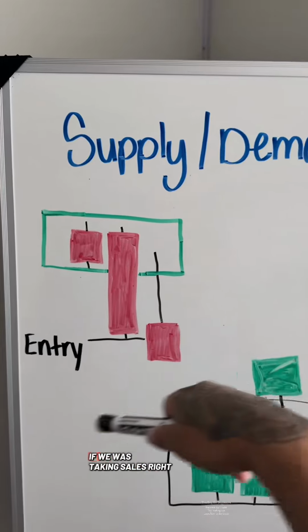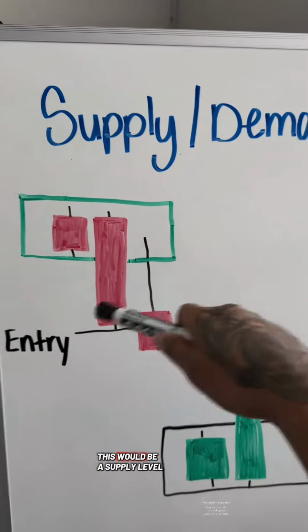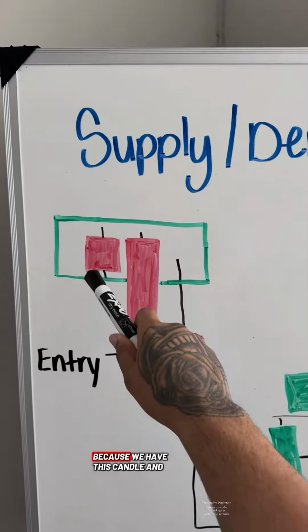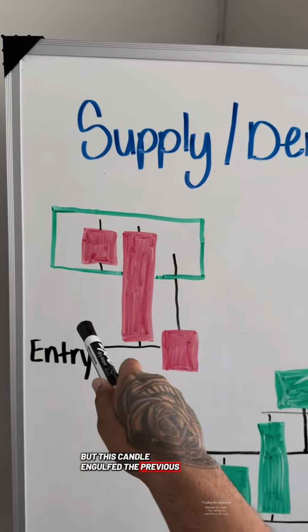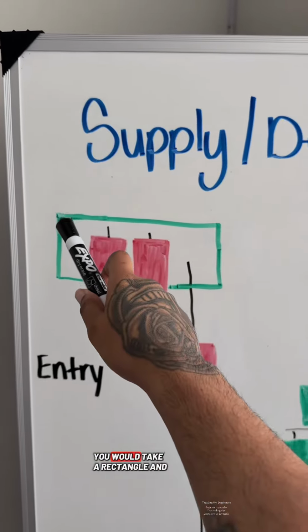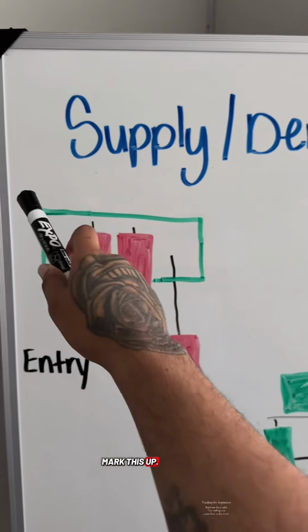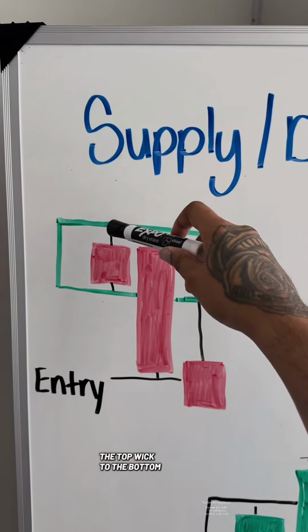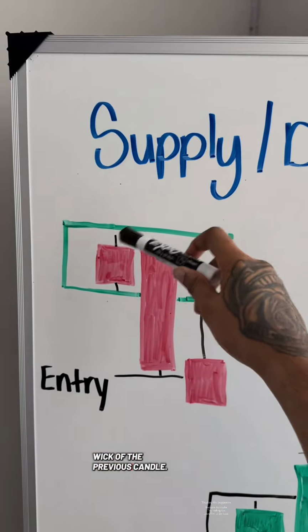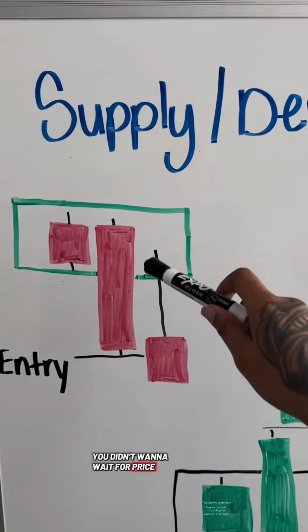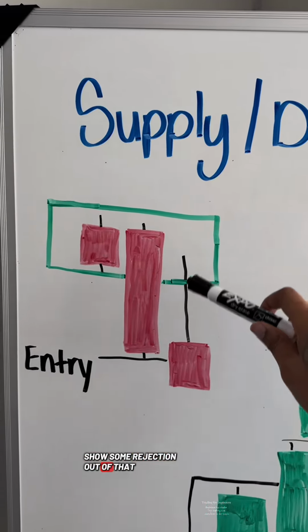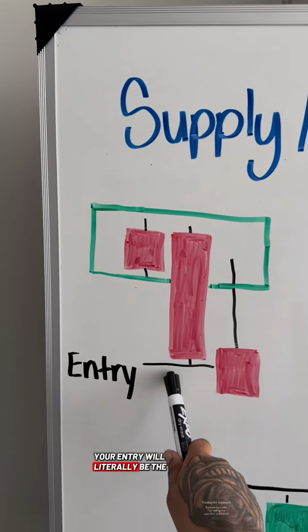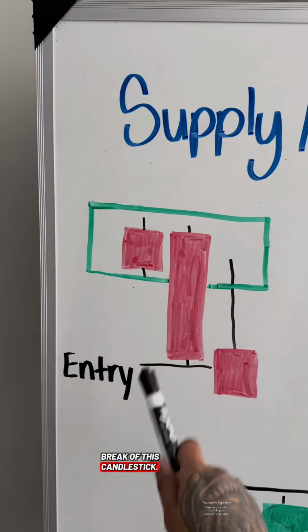So for example, if we were taking sales right here, this would be a supply level because we have this candle and this candle, but this candle engulfed the previous candle. So if you're on TradingView, you would take a rectangle and mark this up. You want to mark it up from the top wick to the bottom wick of the previous candle. You then want to wait for price to come back into that zone, show some rejection out of that zone. Your entry will literally be the break of this candlestick.